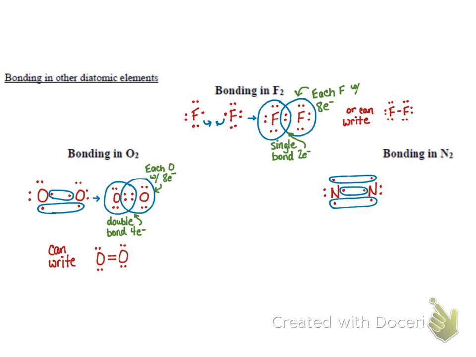Last, we're going to do nitrogen. Each nitrogen comes with 5 valence electrons. 3 of them are going to overlap to make a triple bond, which is N2, and the triple bond can be drawn with 3 lines here. Again, after we're done with the structure, each nitrogen has a total of 8 electrons surrounding it.